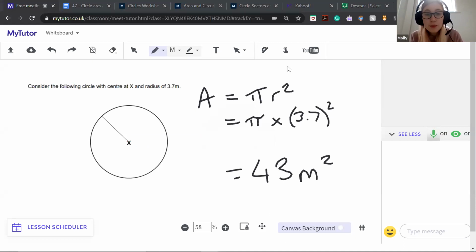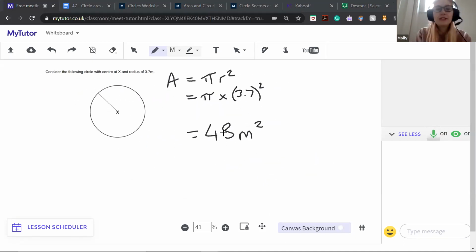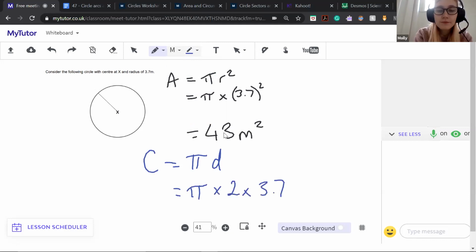So what I'll do is I'll show you with this one, then I'm going to give you another one and ask you guys just to do it and tell me. And then the other one is going to be the circumference. Now we know that the formula for a circumference is pi d. We don't have the diameter, but that's fine. We can just double the radius. So this is going to be pi times 2 times 3.7.